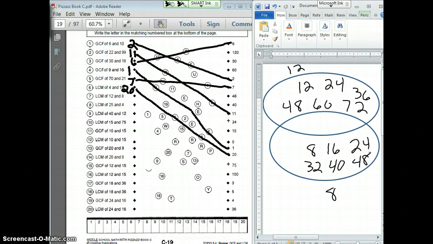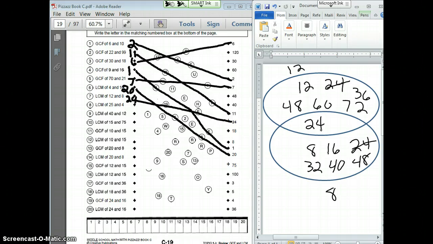Okay, looking for common multiples. Have we come across any yet? I see a 24 and a 24. I think that will be our least common multiple for that one. 24. And if I do it correctly, I will be going through a 19 and an E as I head towards 24.